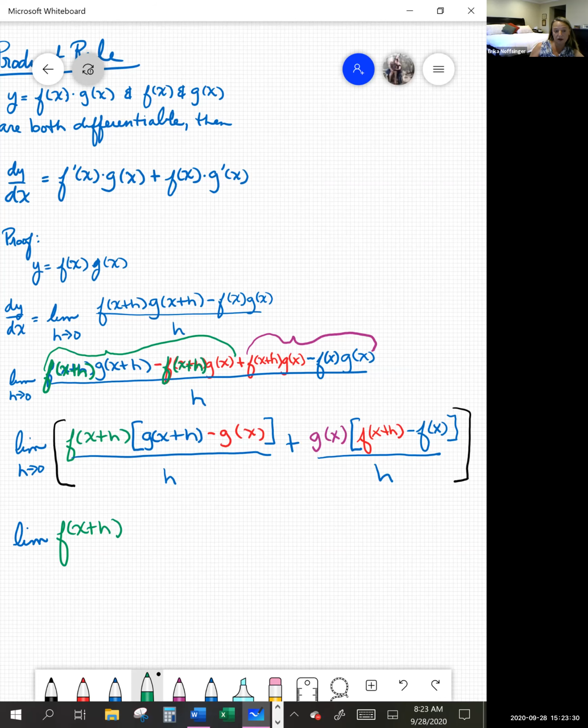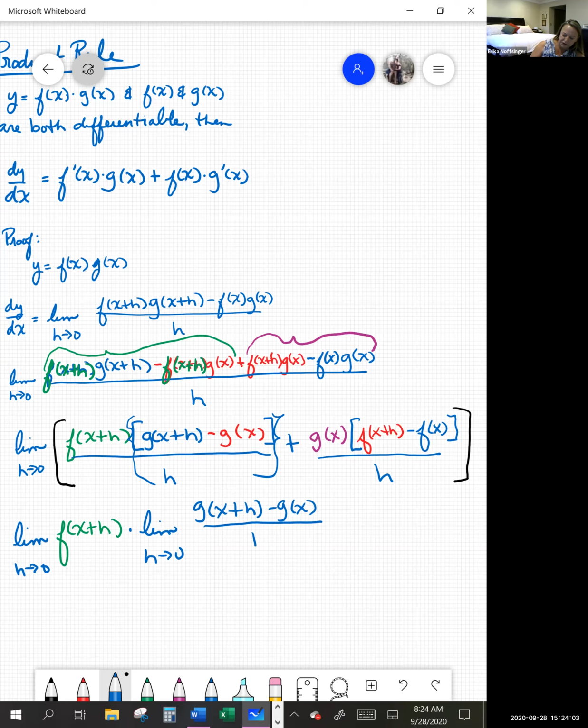Remember, we're also going to use a rule of limits with a product of two functions. A limit of a product of two functions is the same thing as the limit of the first function times the limit of the second function. So we're going to do that too. So times the limit as h goes to 0 of this piece in here. So this is g of x plus h minus g of x all over h.